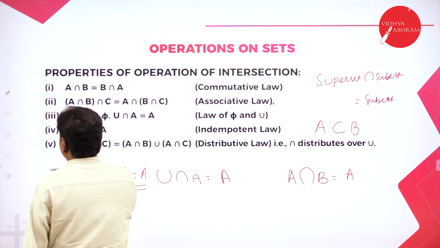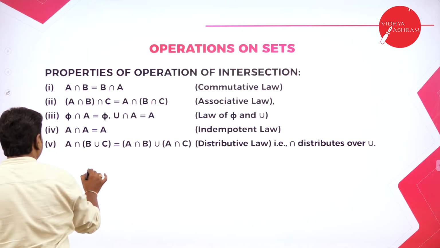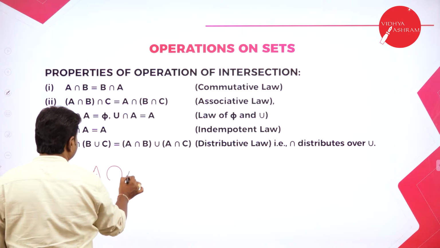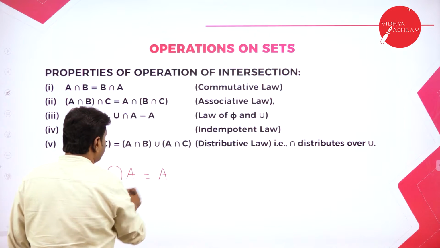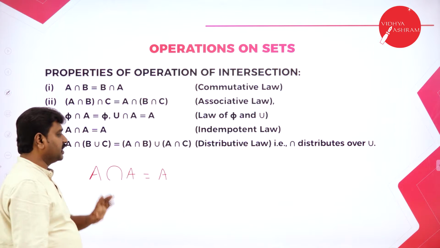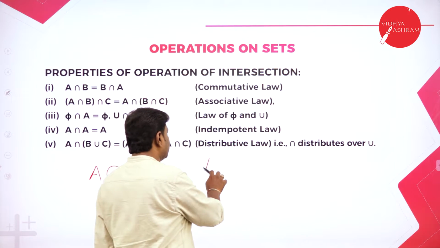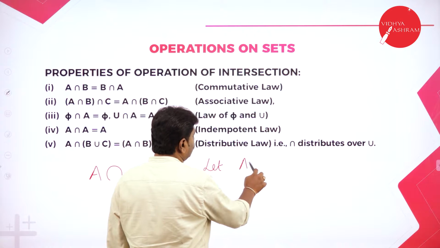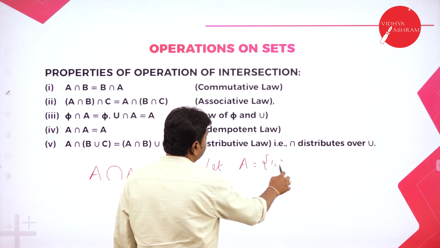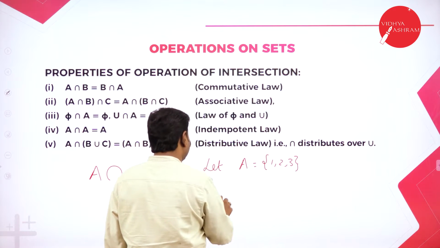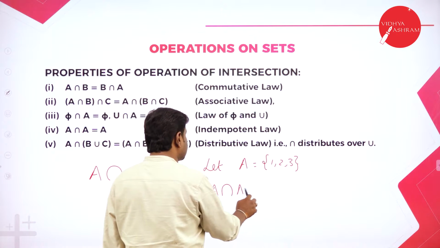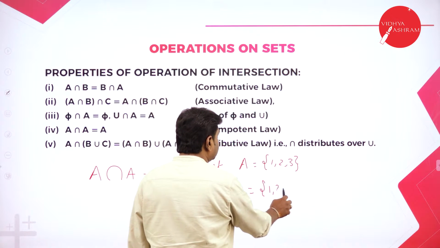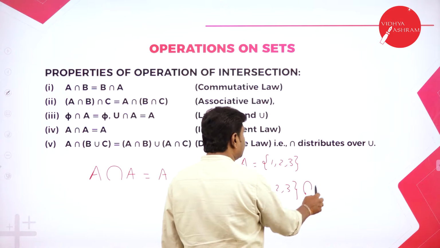Now idempotent. Like union, A intersection A is A. So if you operate intersection on A, you will get A. You take any example, let us consider A is equal to {1, 2, 3}. Now I'll calculate A intersection A. What is meant by A intersection A? {1, 2, 3} intersection {1, 2, 3}. What is meant by intersection?